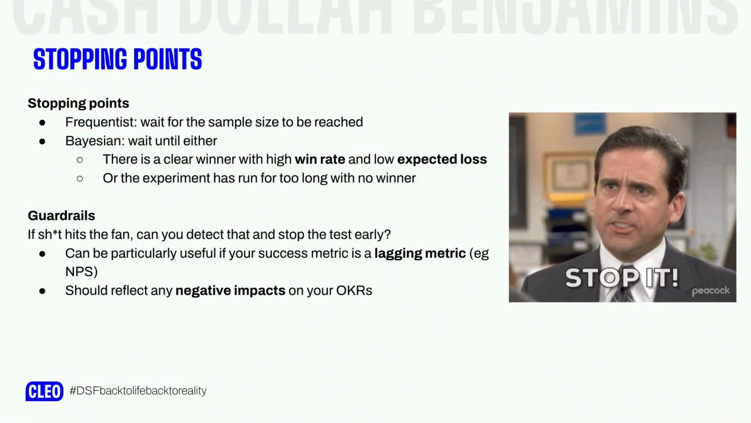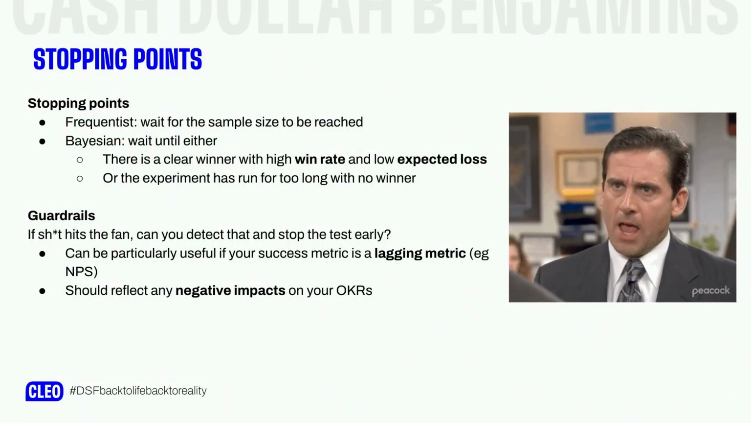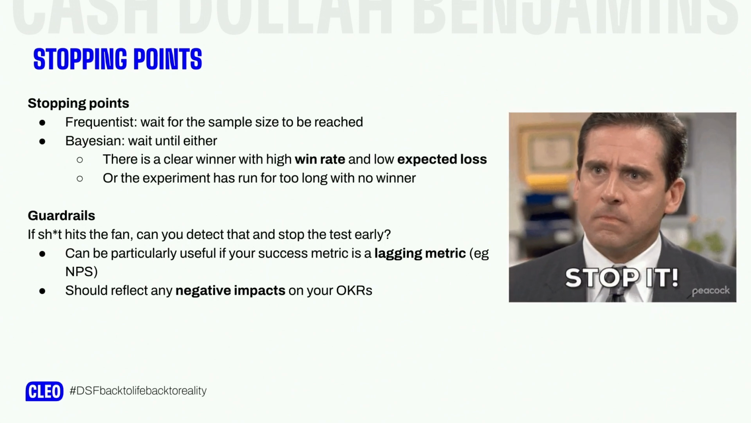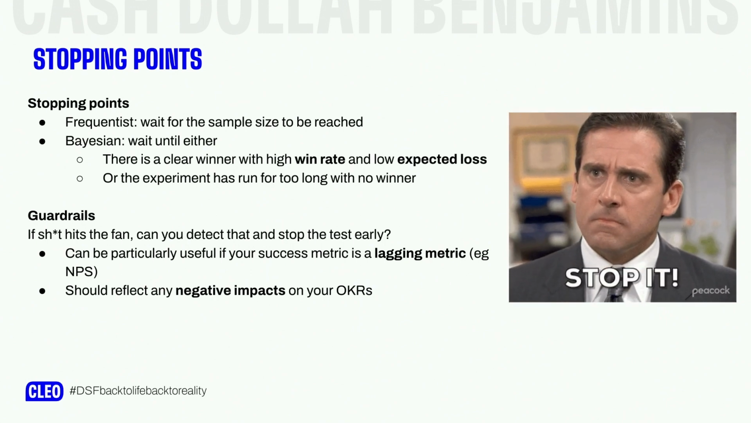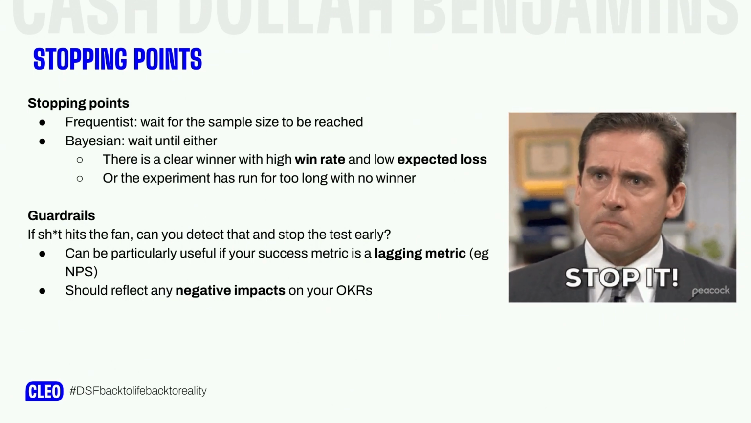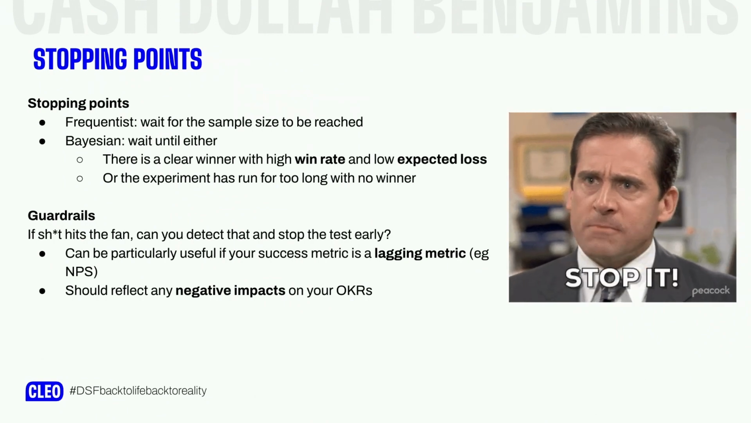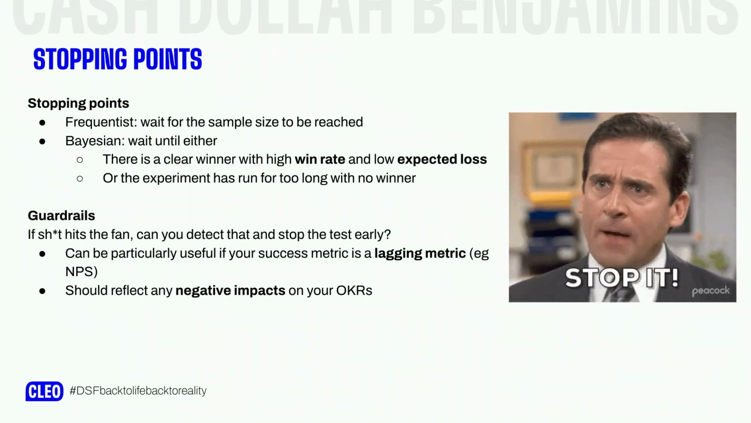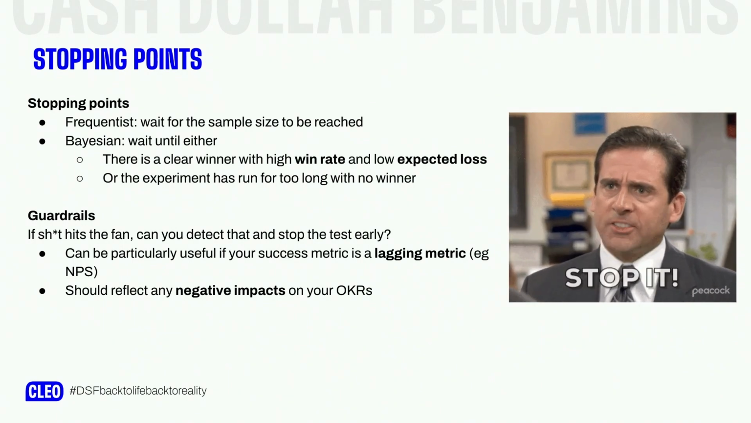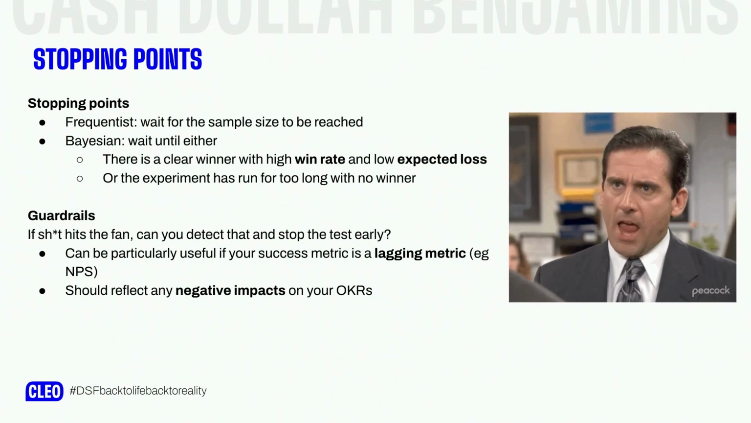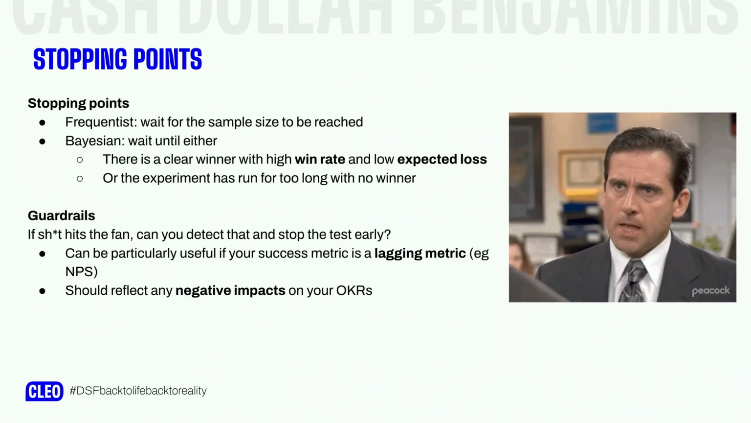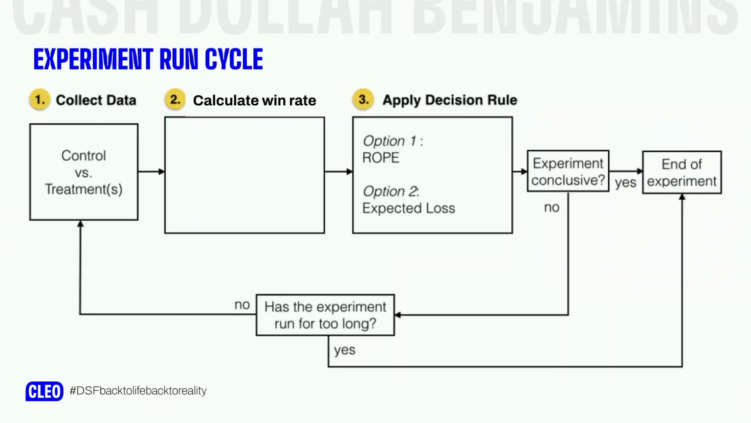So how to decide when to stop the test? Well, with frequentist statistics, it would be wait until you've reached the agreed sample size, so it's a fixed horizon test. With Bayesian statistics, we would run the test for the minimum cycle that we wanted to, and then check whether there's a clear winner with a high win rate and a low expected loss. If the test ran for a long time and there was no clear winner, then there might be another version that was ready to be tested, and we wanted to stop this test to make way for something else that we thought was more promising.